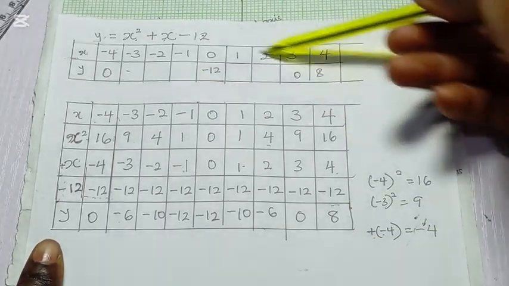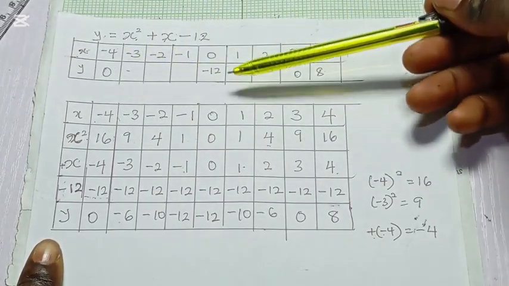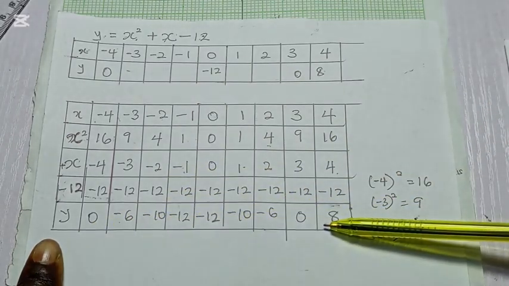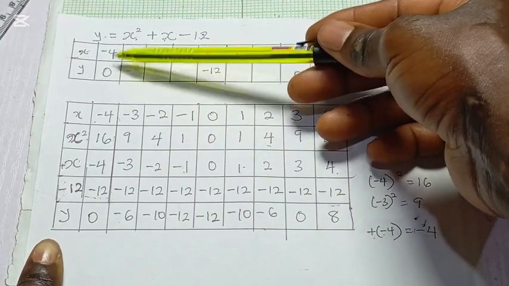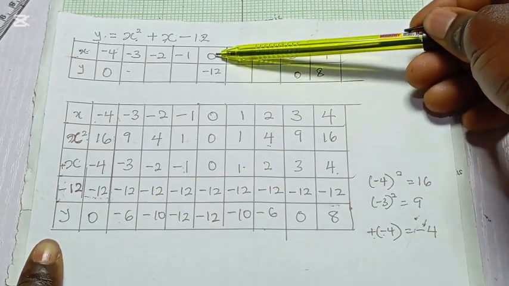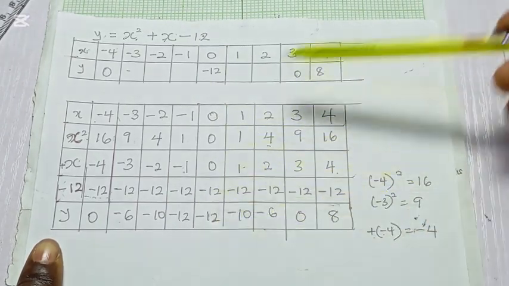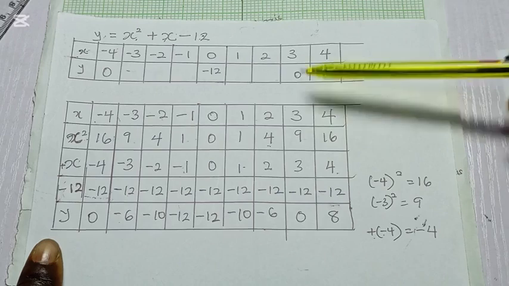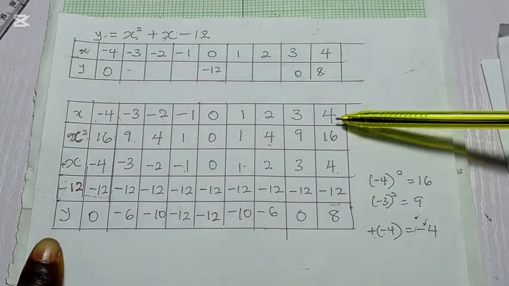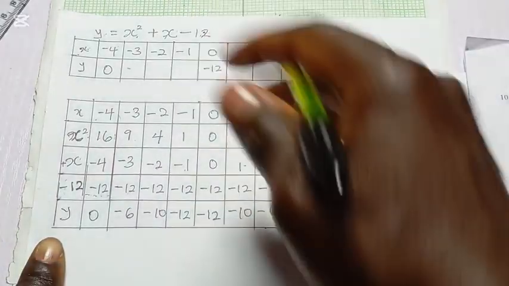Now you can see that this is the table we got from the question, and they actually filled in some of the values of x, so I can compare that with mine to ensure that I'm on track. When x is minus 4, I have y to be 0. For x to be 0, y will be minus 12. Here x is 3 and y is 0. Here x is 4 and y is 8. That's just to help me check and to ensure that I did not make any mistake anywhere.